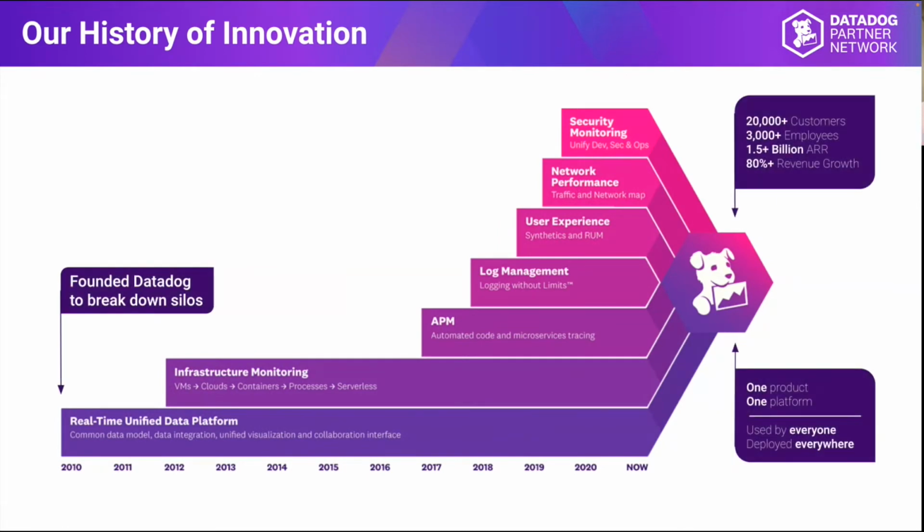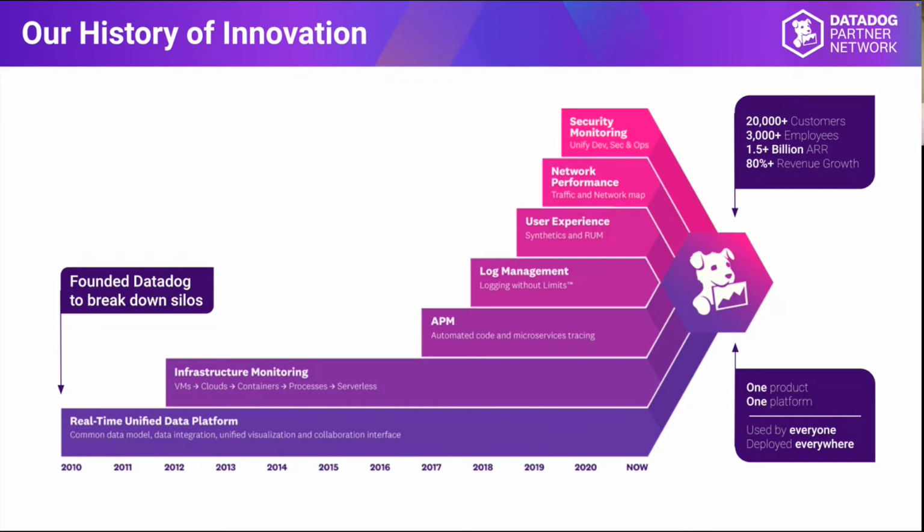Datadog was founded in 2010 to break down silos among organizations and teams. We have released products from 3 pillars of observability, which includes infrastructure monitoring, application performance monitoring, which is APM, and log management, to UX monitoring and network monitoring. And most recently, Datadog Security Platform has been added to our product lineup.